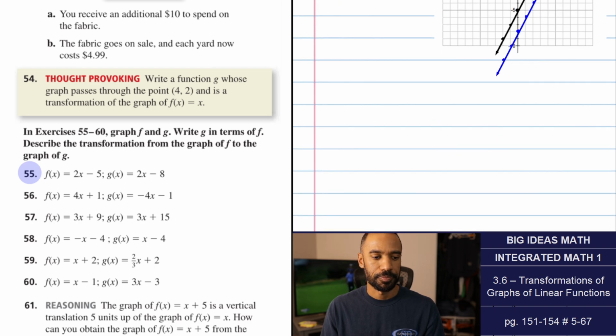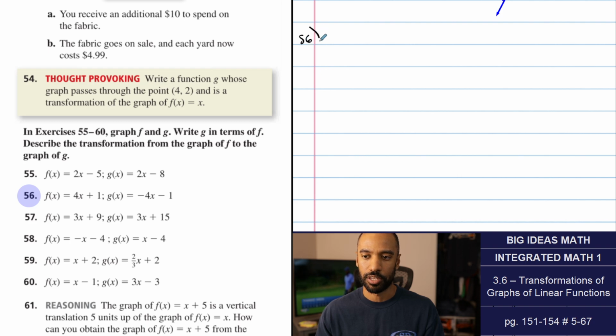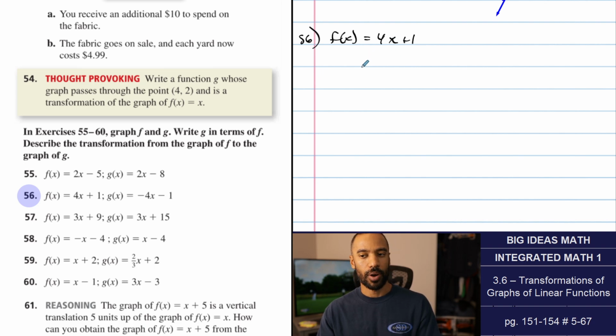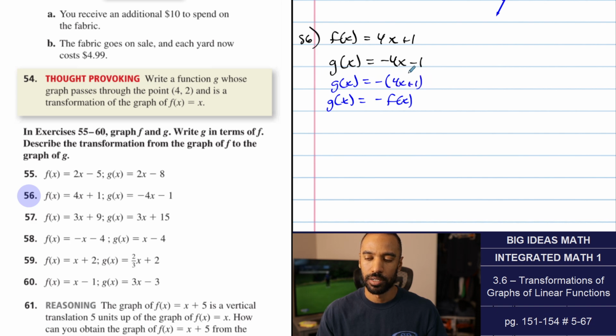All right, number 56. Number 56 has what looks like a couple things going on with it, but if you play your cards right, you might be able to do this in one transformation. So f of x equals 4x plus 1. These are ones where drawing the graph first could help you. Both signs changed. So what we could think about with this one is g of x is just the opposite of f of x, because it's the opposite of 4x plus 1. Therefore, it's a reflection in the x-axis. And that's what we could do on our description for this next one.